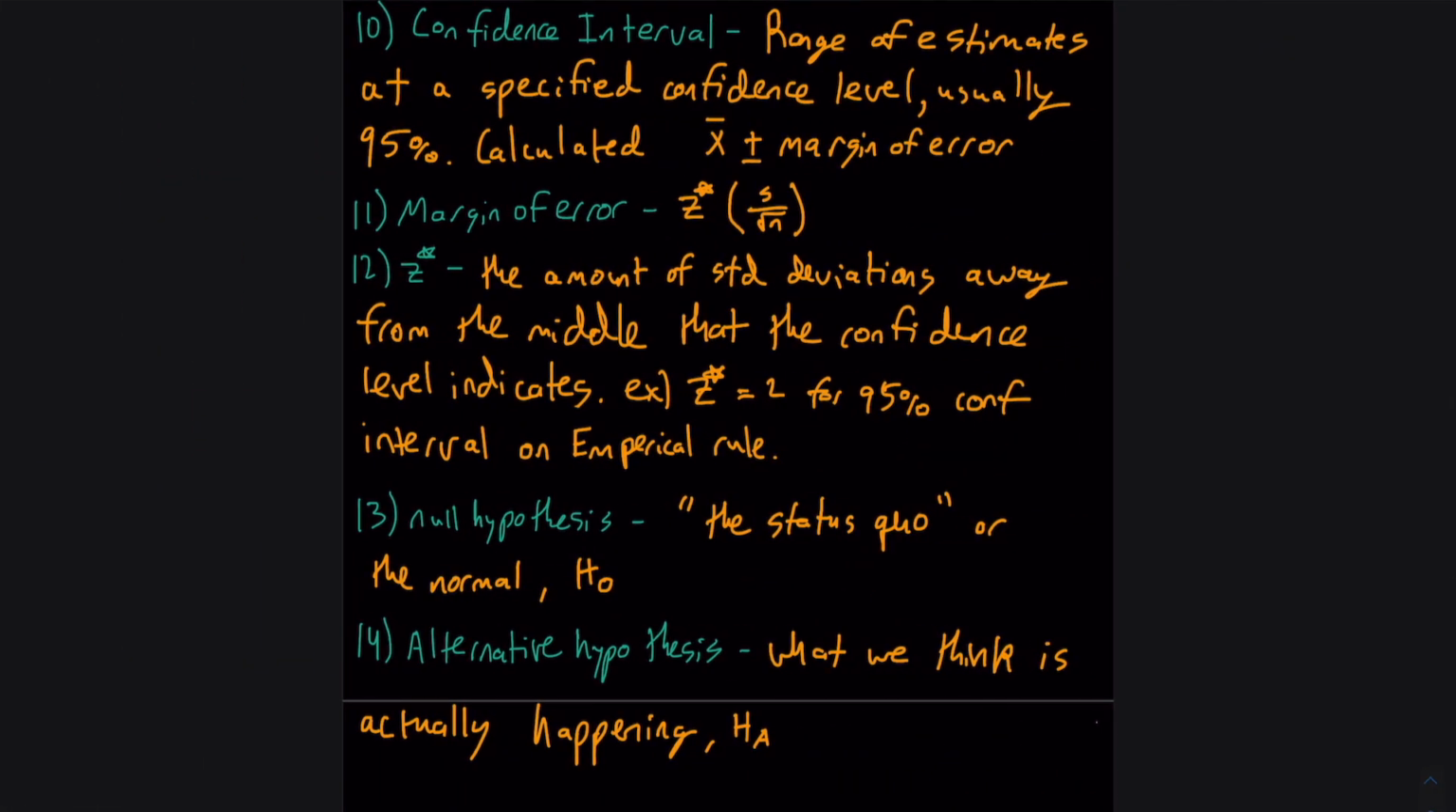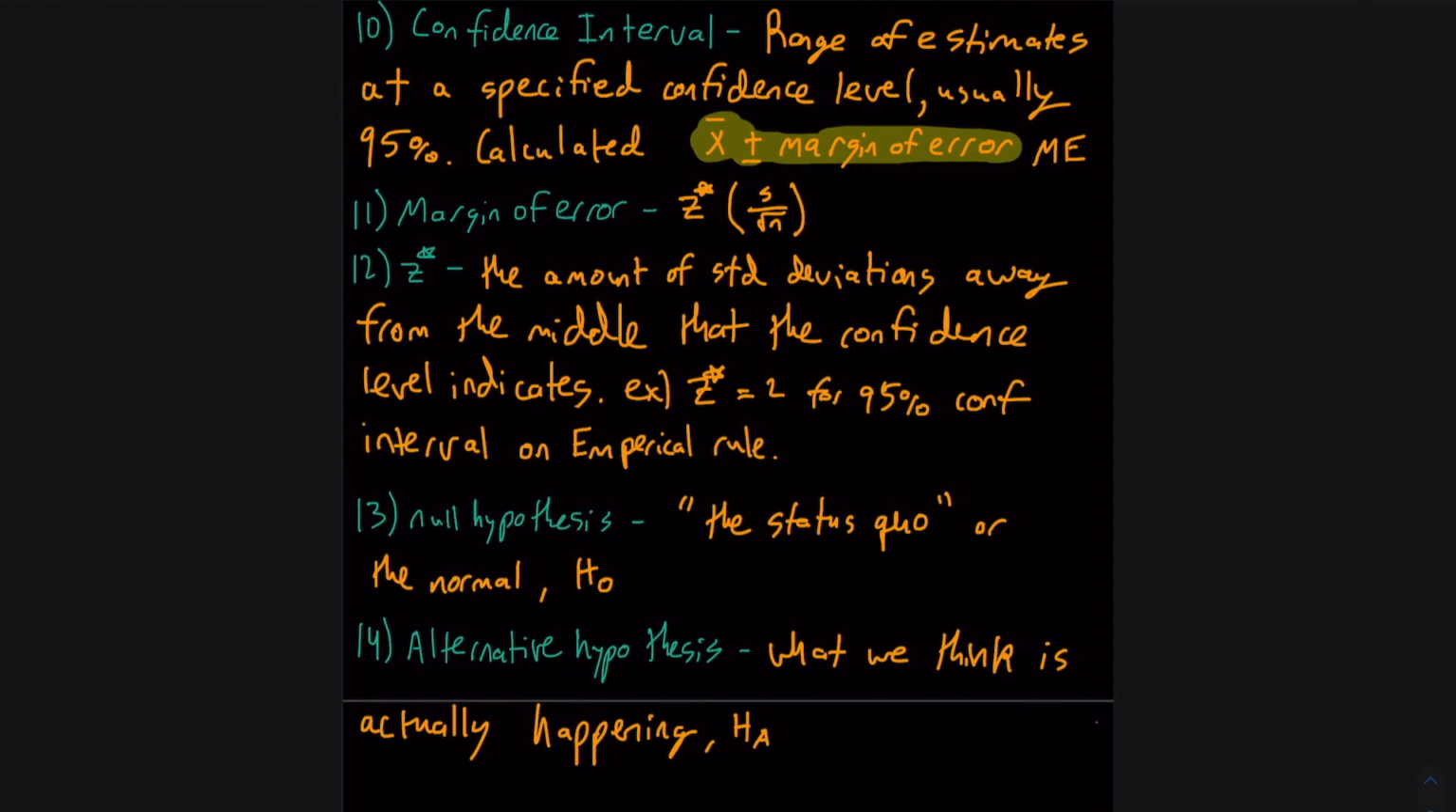Our first definition we're going to be working with here is confidence interval. And I mentioned this in the last video, it's the range of estimates at a specified confidence level, which is usually 95%, but as you'll see in this lesson, it can be others. The way you calculate it is with x bar, so that's our observation value, and then we would do plus or minus our margin of error. And sometimes I will write the margin of error as ME. So if you see ME, that means margin of error.